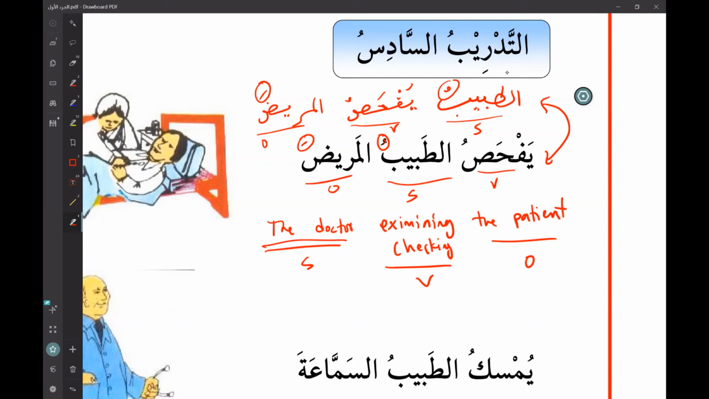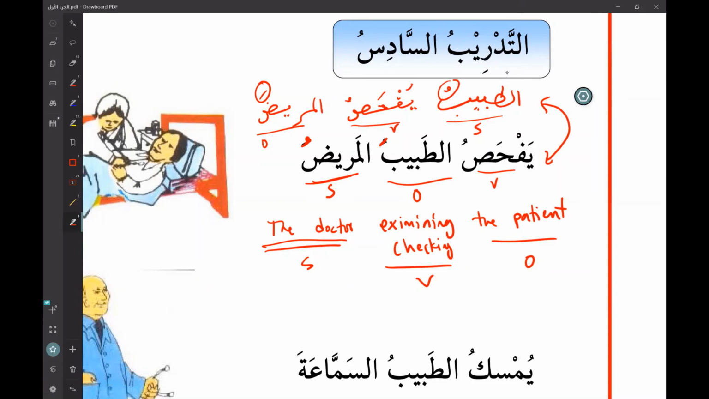So the Dhamma indicates that this is the subject, okay? And then the Fatha indicates this is the object. That helps us translate properly. So it cannot be that the patient is checking the doctor. But if you make a mistake and you put fatha on tabiba, and you put dhamma on al-maridu, then that's exactly what it would mean. Automatically al-maridu will become the subject and al-tabiba will become the object.